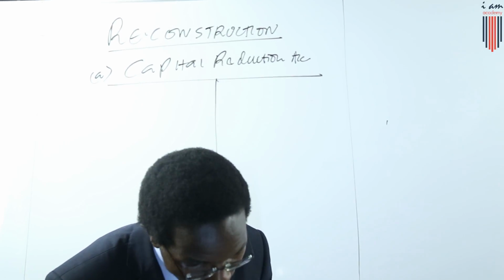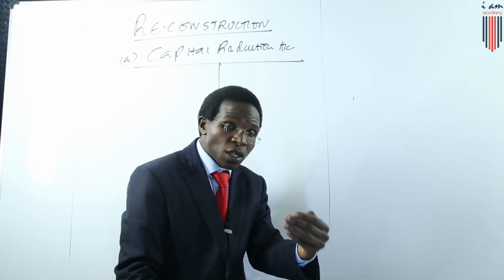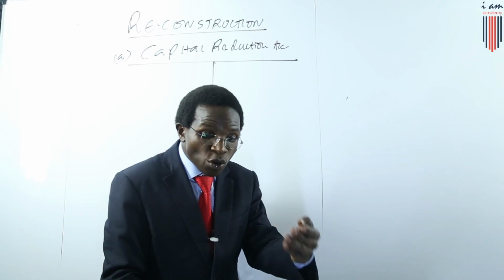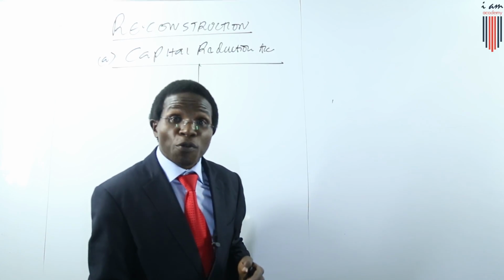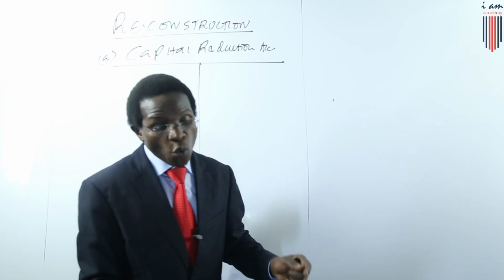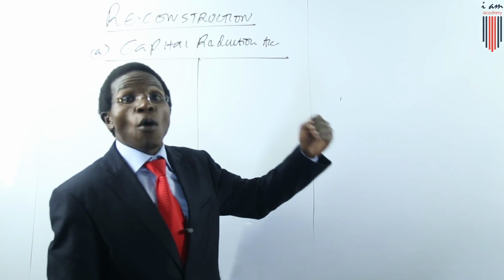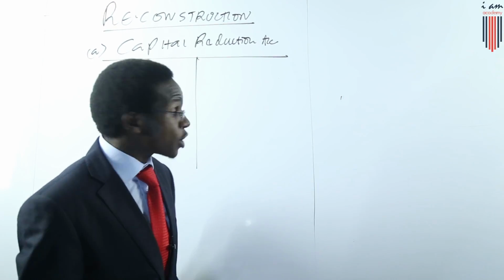Now let's look at this. First and foremost, we go through the notes. Note number 1 was saying that the par value of the preference share capital was reduced. If that is the case, we are going to debit our preference share capital and credit our capital reduction account.